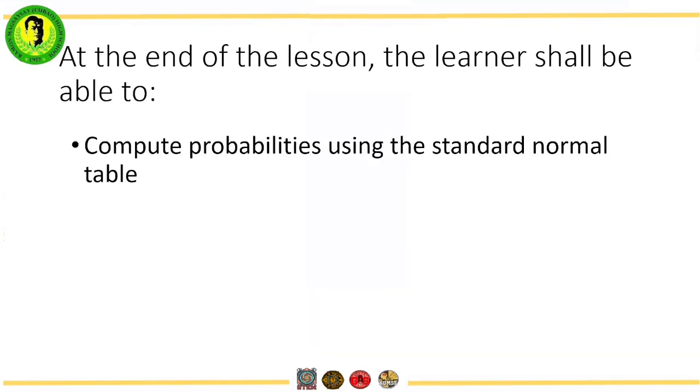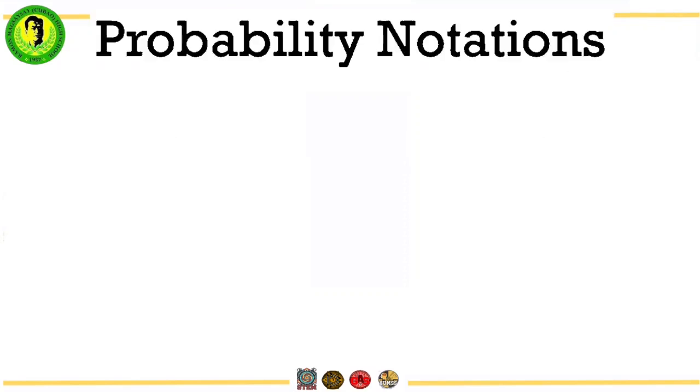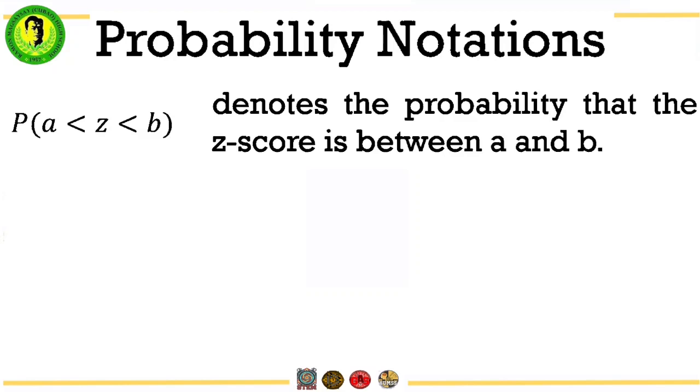So the objective is to compute probabilities using the standard normal table. Before we compute the probability using the standard normal table, you must first know how to do probability notations. What are probability notations? Here's an example of a probability notation. P is for probability. P of A is less than Z is less than B denotes the probability that the z-score is between A and B. So A and B are z-score values.